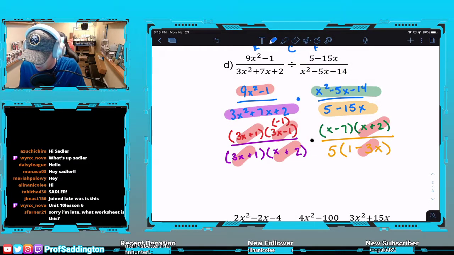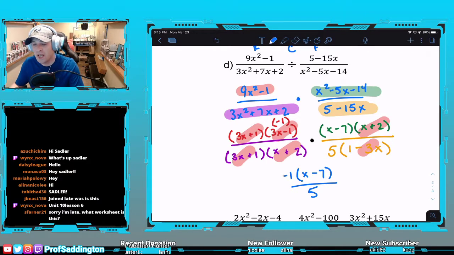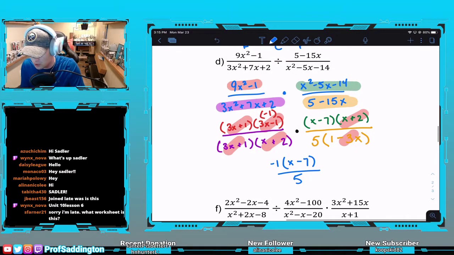And I'm left with a negative 1 times x minus 7 on the top and a 5 on the bottom. And then from there, we could still distribute to simplify that down more. If we distribute the negative in, we can say it is negative x plus 7 all over 5.